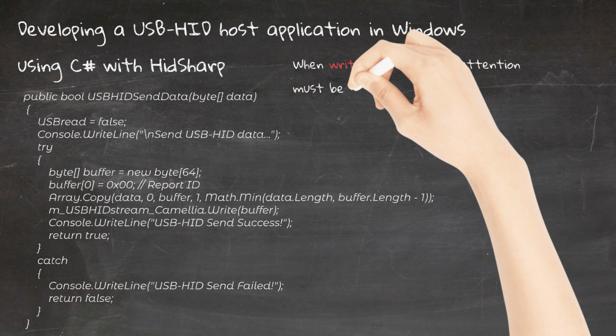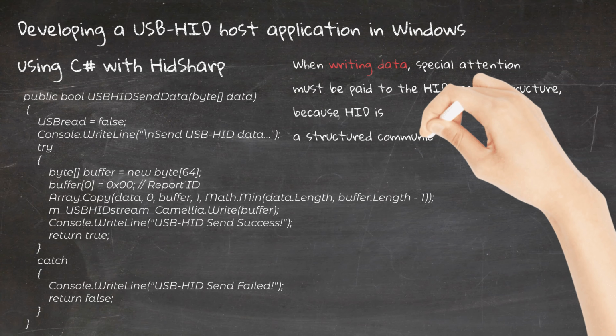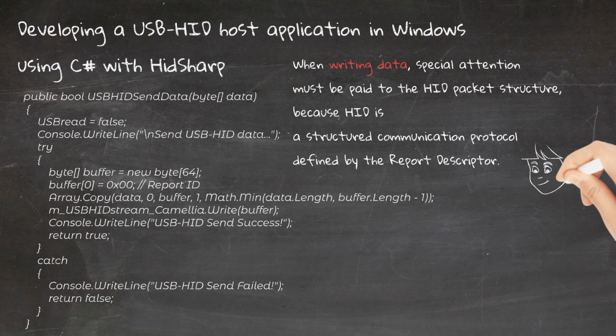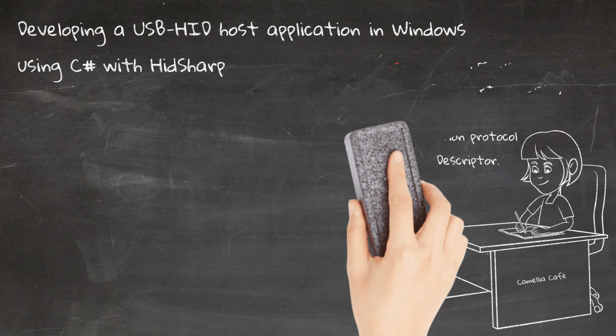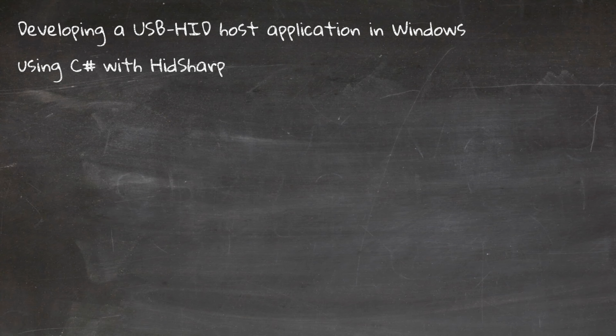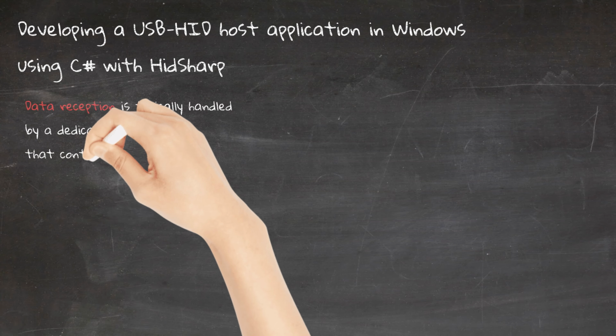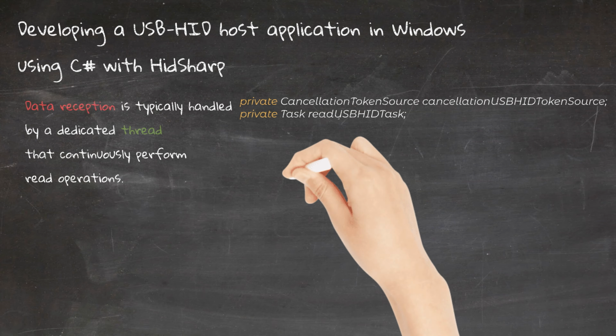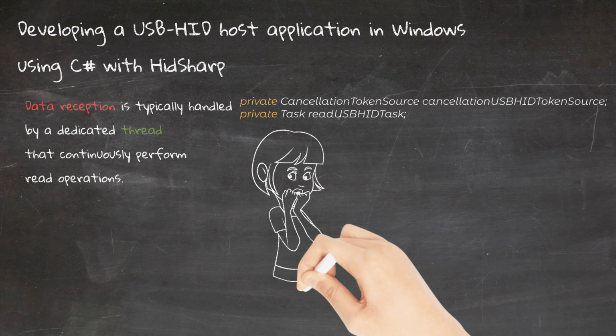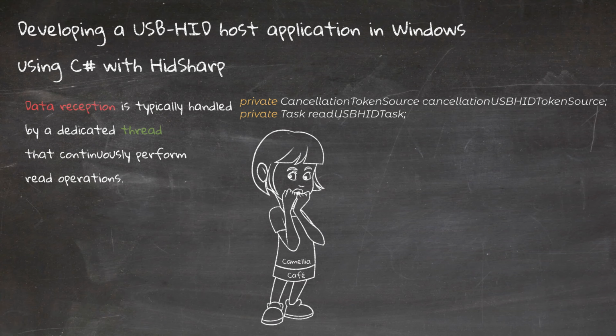When sending data, it is important to follow the defined HID packet structure because HID is a structured protocol based on the report descriptor. For receiving data, we typically use a dedicated thread that continuously performs read operations. This ensures that incoming data is handled in real time.